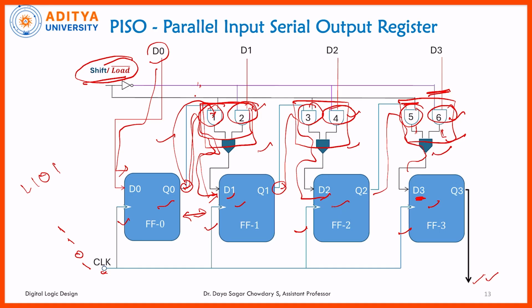Finally, these are the OR gates. These three are the OR gates. So, if any one of the inputs is 1, or both inputs are 1, then the output is 1.